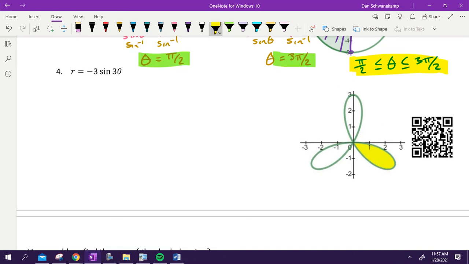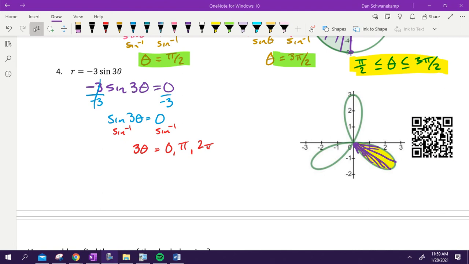R equals -3 sine 3 theta. Think about this. What are the 2 radii I need in order to get me this single petal over here? Just 0, because I'm starting at 0 and then I'm working my way back to 0. So I want to know when that is 0. Go ahead and see if you can figure that out.